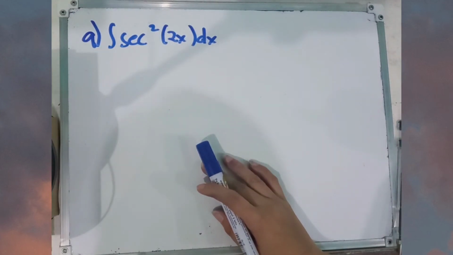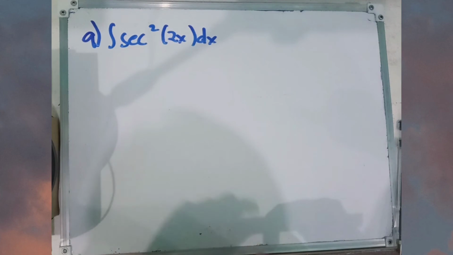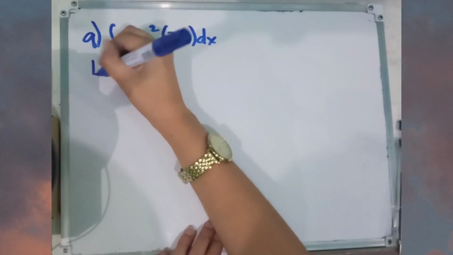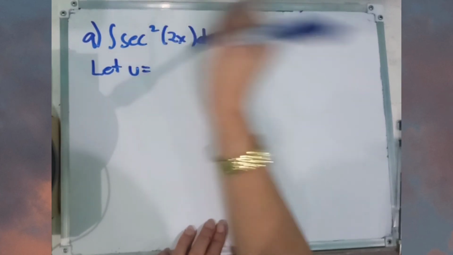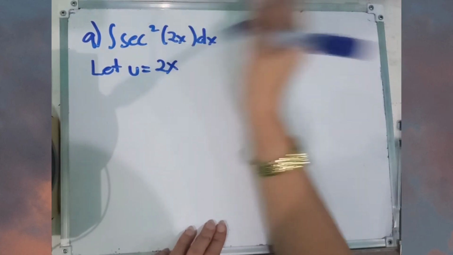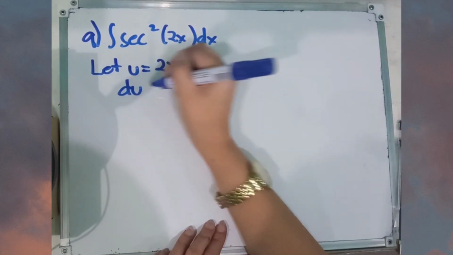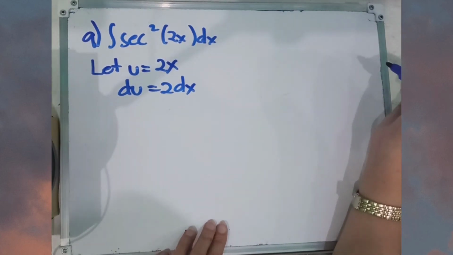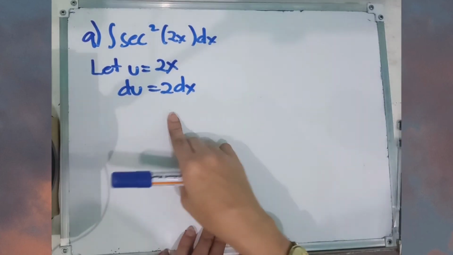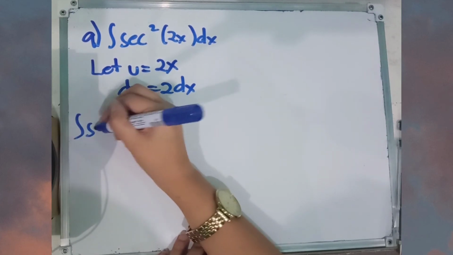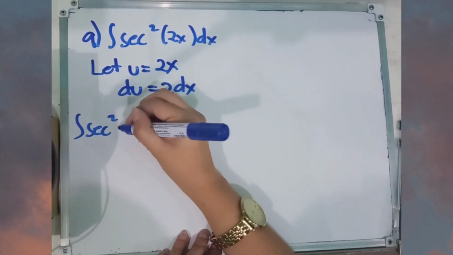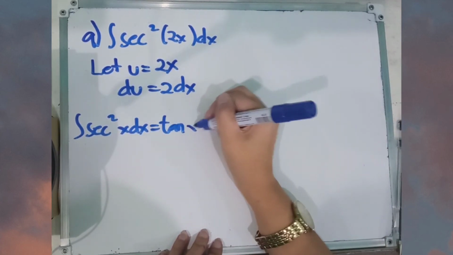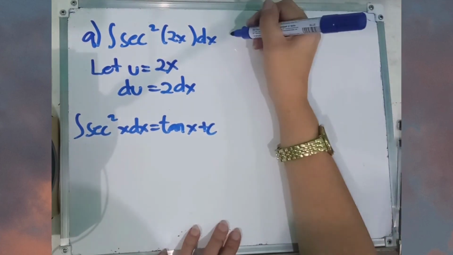Example number 9, we have the integral of secant squared 2x dx. So let's start by letting u be 2x. So du is simply 2 dx, du with respect to dx. And recall the integral of secant squared x dx is equal to tangent x plus c based on the rule earlier.